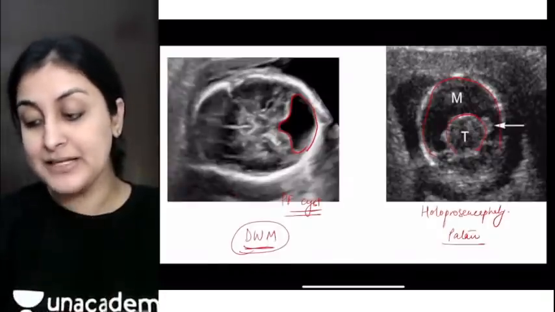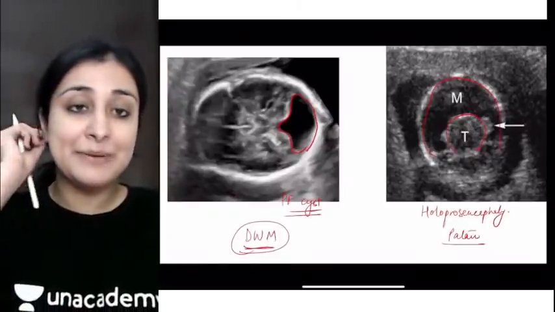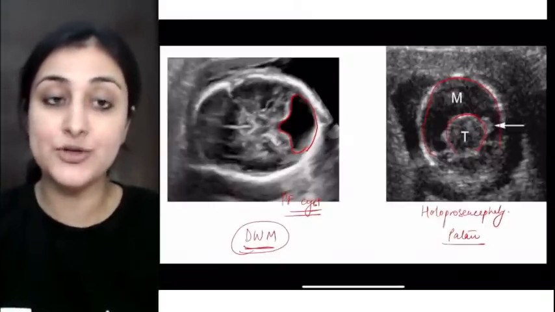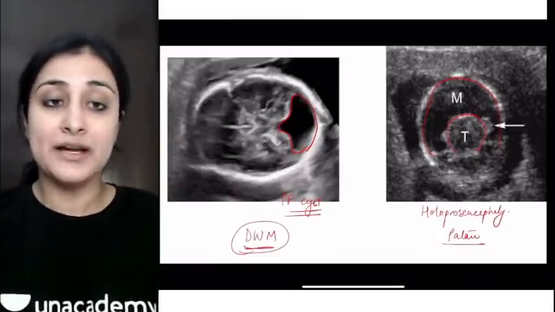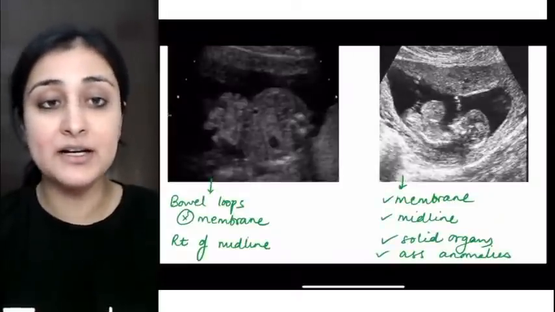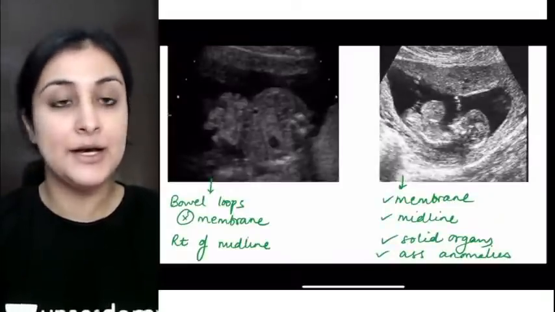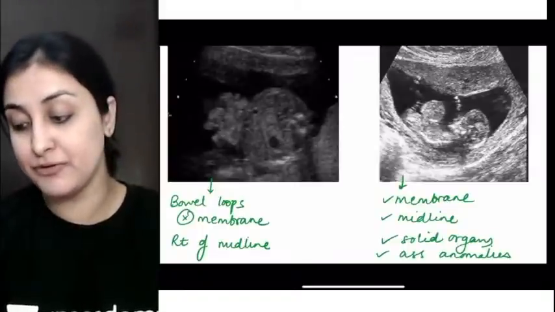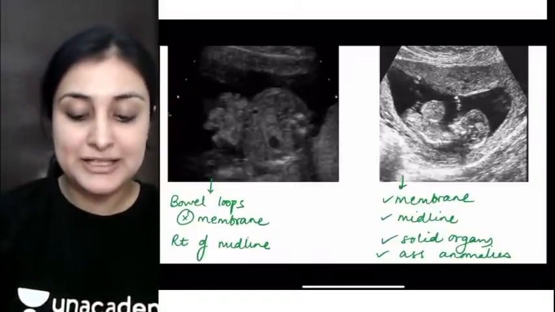Okay? These are indications of MTP provided they get detected early in the anomaly scan at 18 to 22 weeks, and then usually it is put to the parents and, you know, whatever they want basically. Alright, so consent is taken and then MTP can be performed. Okay, cool. What about these two things?